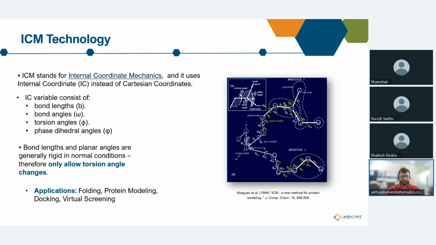Right? These are internal coordinates, and these consist of bond length, bond angles, torsion angles, and phase dihedral angles. In normal conditions, all other variables are constant. The only change is in torsion angle, and this technique can be utilized in protein folding, protein modeling, docking, virtual screening, and all these things.